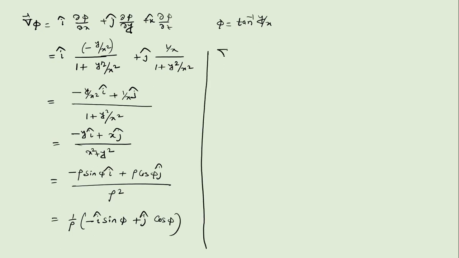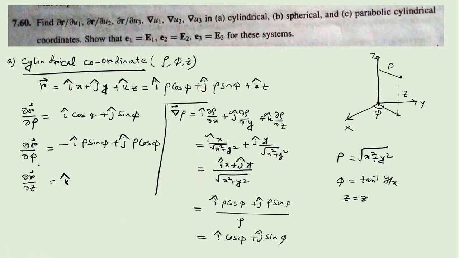Another one, grad z. This is nothing but i cap del z by del x, j cap del z by del y, k cap del z by del z. So this is 0, this is 0, this is 1. So only k cap. I think that is clear. So we got these three values for the cylindrical coordinate system.